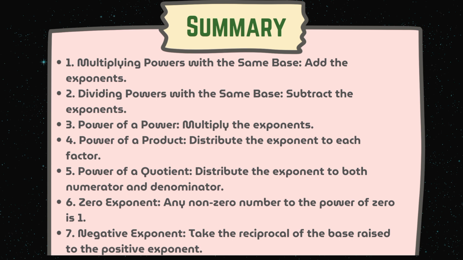5. When taking power of a quotient, distribute the exponent to both the numerator and the denominator. 6. Zero exponent, that is, any non-zero number raised to the power of 0 equals 1. 7. Negative exponent. Take the reciprocal of the base raised to the positive exponent.